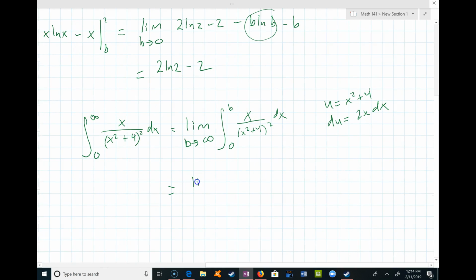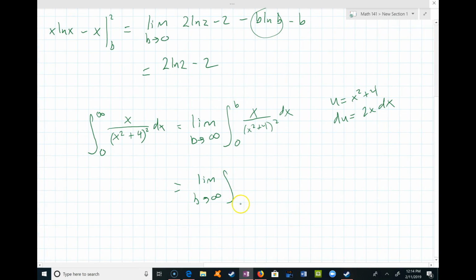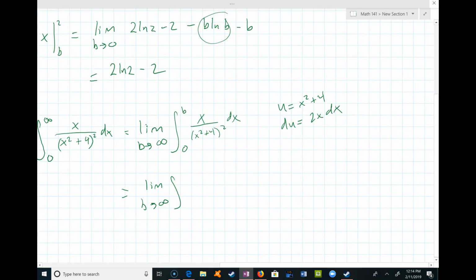So we'll rewrite that limit as b approaches infinity. The integral from, now when x is 0, that would make u 4. And when x is b, that would make u b squared plus 4. So that way I don't have to switch back afterwards. Okay, so that would be u to the negative 2 du. And du brings in an extra 2, so we'll put a little 1/2 out there.